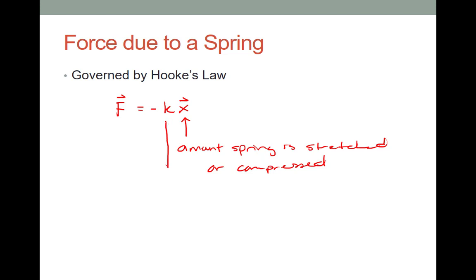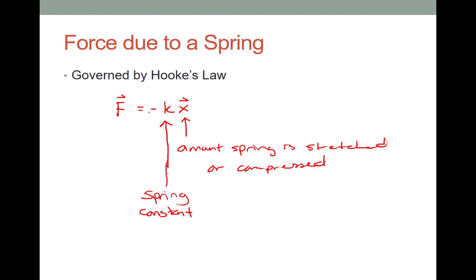k is what is known as the spring constant. This is a constant that changes from spring to spring. It is not a constant like, say, the speed of light, which is the same everywhere throughout the universe as far as we know. Okay, it varies from spring to spring.